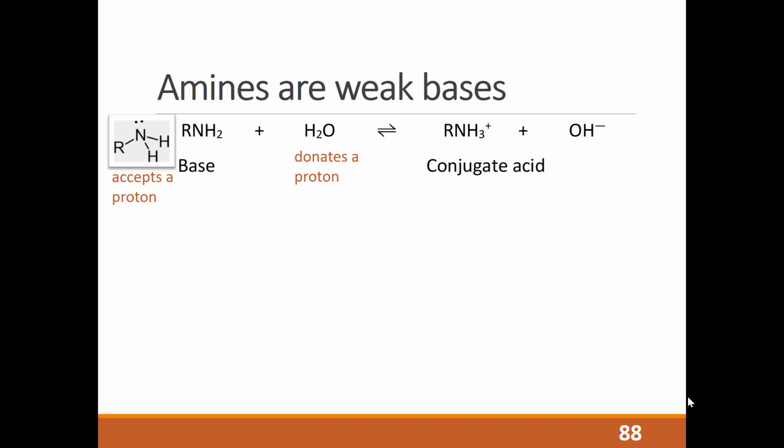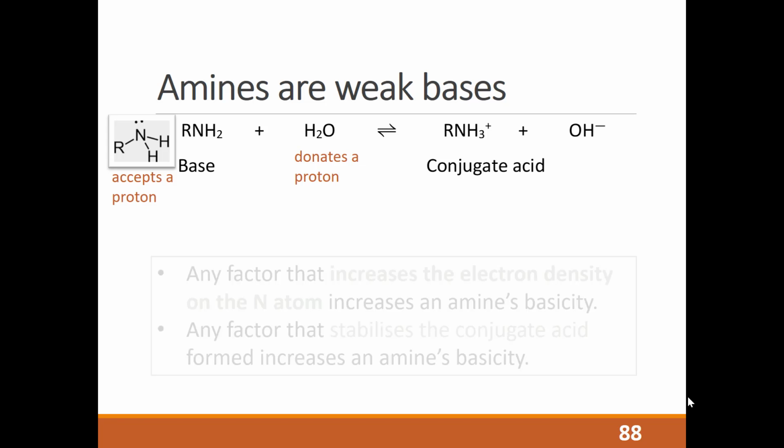Okay, so now that you have completed your guided inquiry worksheet, you should be more familiar with the relative basicities between the amine groups and the amide groups as well. So let me just do a brief recap of the key concepts.